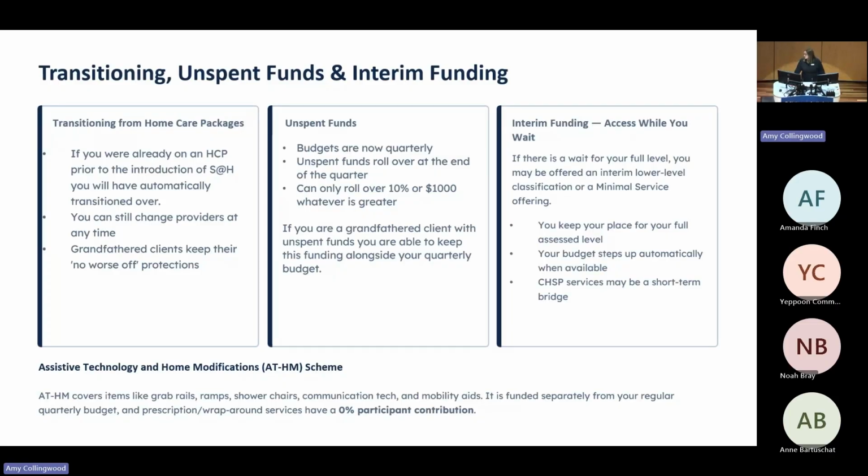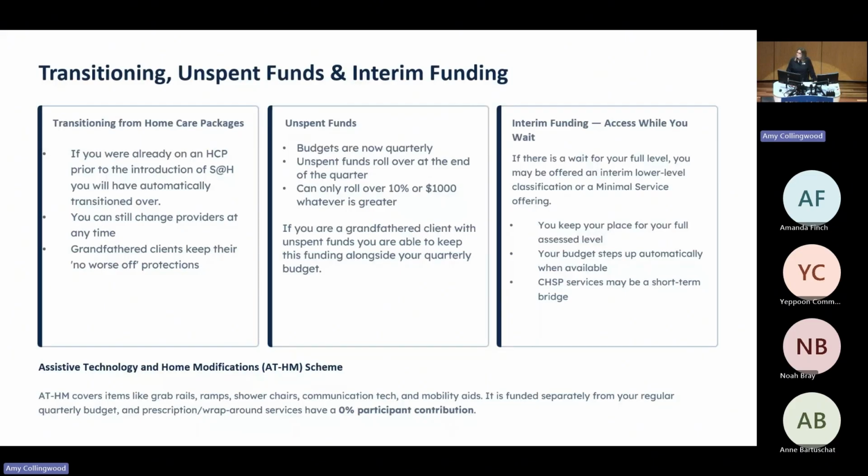But what's really exciting about that is we no longer have to use those quarterly funds to save up for equipment or home modifications, because there is now another scheme which is called the AT-HM scheme. So it covers all of your home modifications and your assistive technology, whether that be a 4-wheel walker, an over-the-toilet chair, shower chairs, even down to your grab rails, your ramps at your front door, at your back door, to make sure you're safe to get in and out of your home. This is a different bucket of funding.